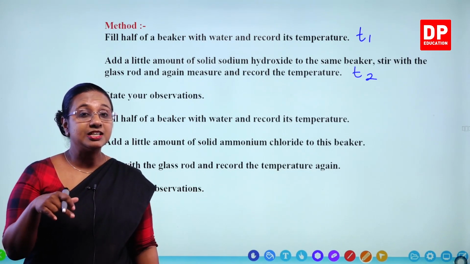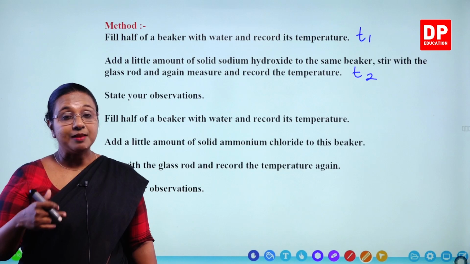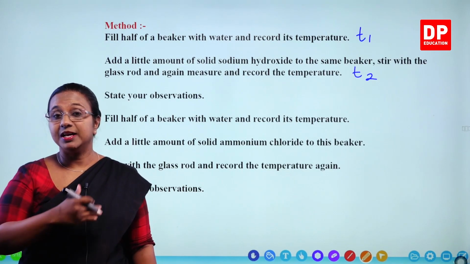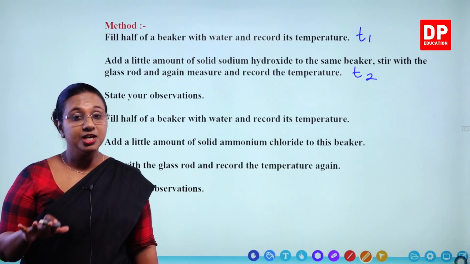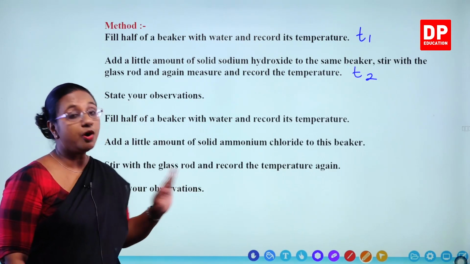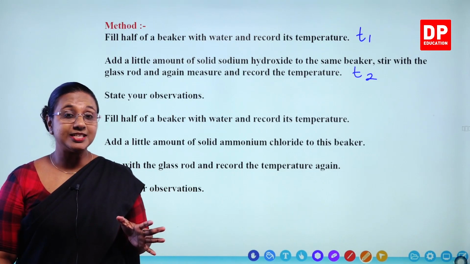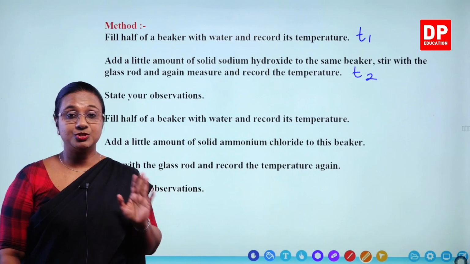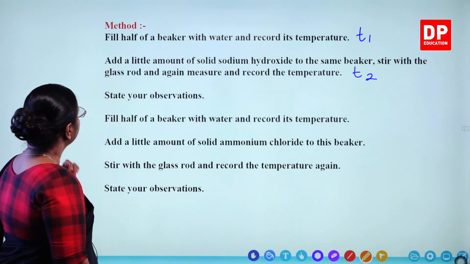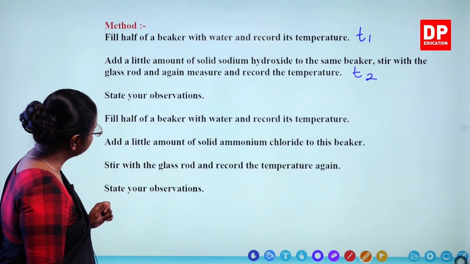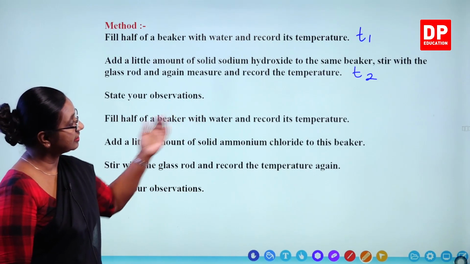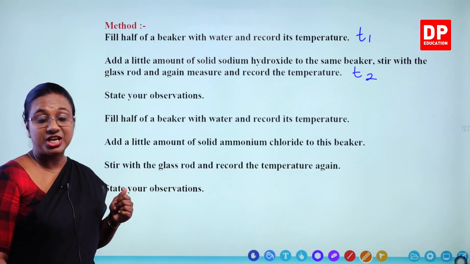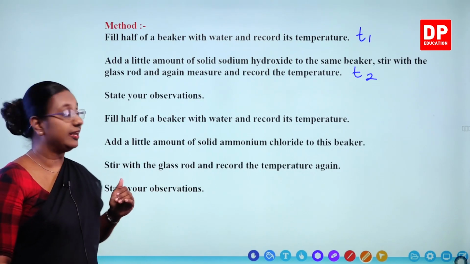And while we are stirring, we help the sodium hydroxide to dissolve, and also we help the heat to distribute evenly. So always, for activities related to heat changes, we need to have a glass rod in order to stir the solution completely. Then we need to state the observations. You have to say whether there is a temperature change or not, and if there is a change, how it changes, whether it increases or decreases.